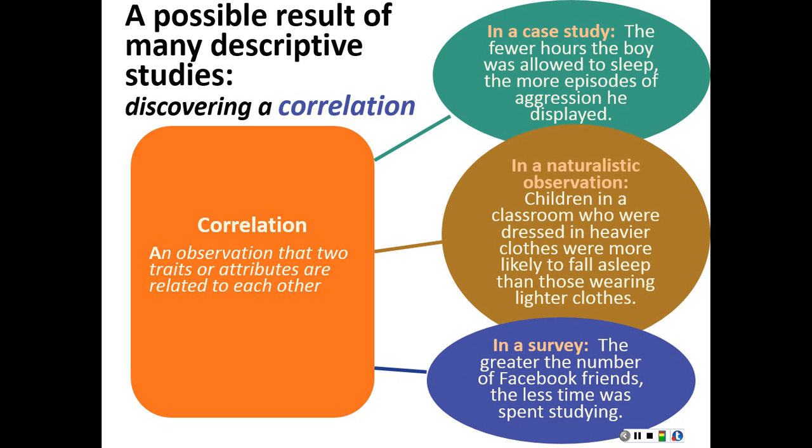In a survey, the greater number of Facebook friends, the less time spent studying, right? We ask you how many Facebook friends you have and how much time you spend studying, and we see that those two things seem to go together. These are examples of discovering associations between variables that were collected in a descriptive way.